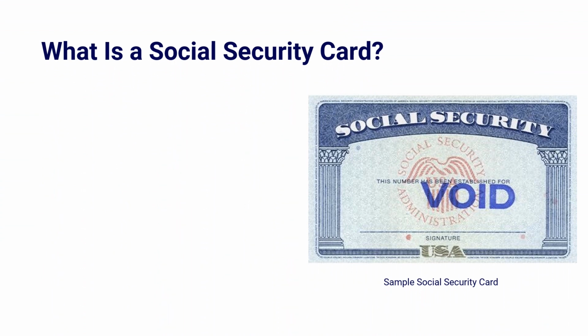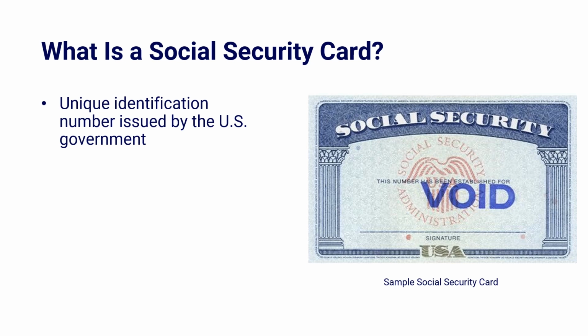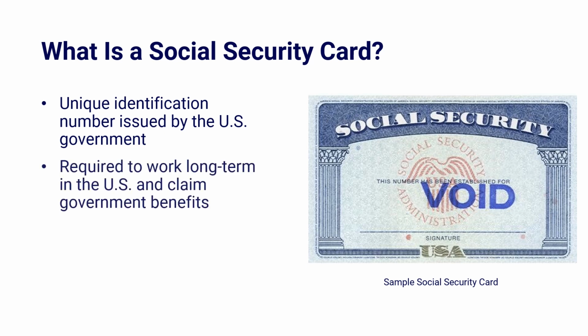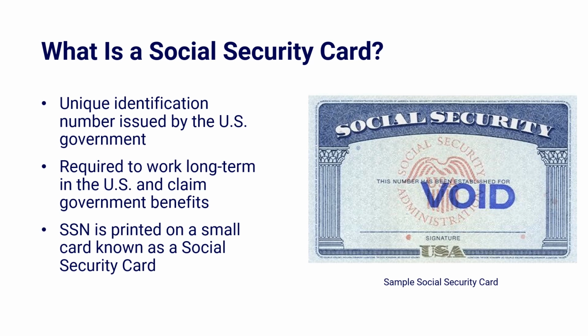Social Security card. What is a Social Security card? A Social Security number, or SSN, is a unique identification number issued by the U.S. government. This number is required to work long-term in the U.S. and to claim government benefits. This number is printed on a small paper card known as a Social Security card.